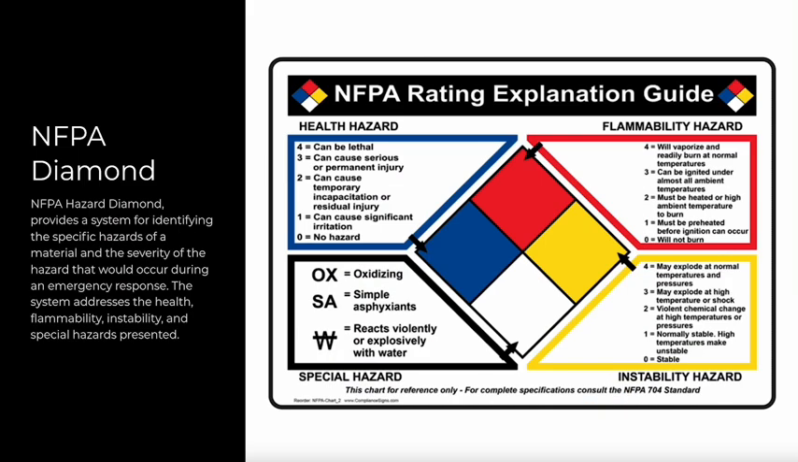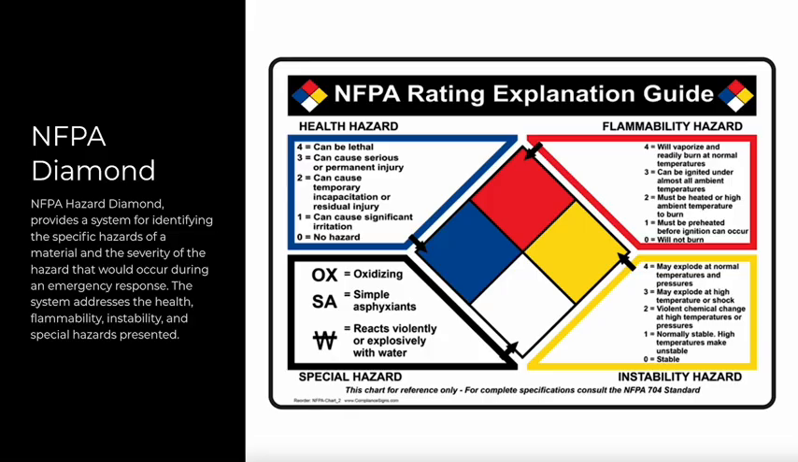The NFPA, National Fire Protection Association, DIAMOND is a system used to identify the specific hazards of a material and the severity of the hazard that would occur during an emergency response. The DIAMOND is divided into 4 sections, each representing a different type of hazard. Health. This section represents the potential health hazards of the material, such as toxicity or the potential for chemical burns. The number in this section ranges from 0, minimal hazard, to 4, severe hazard.